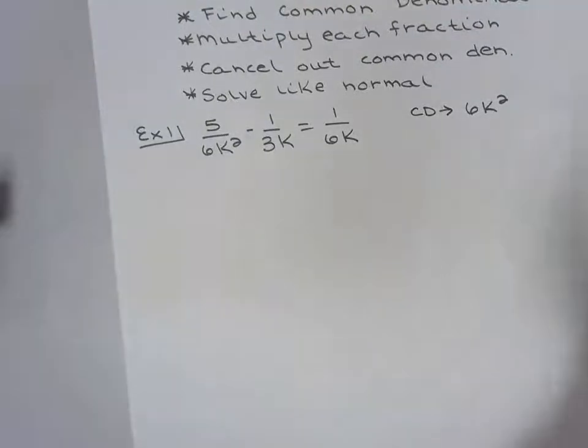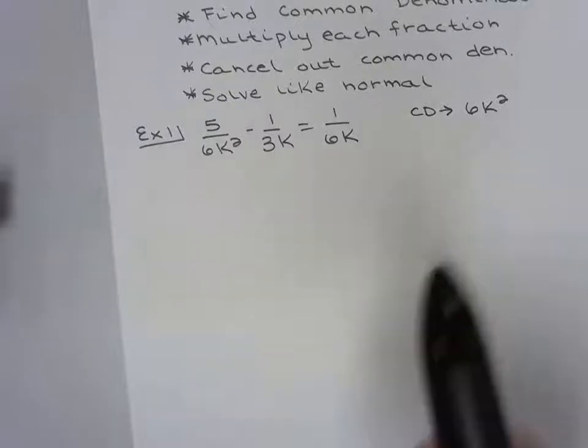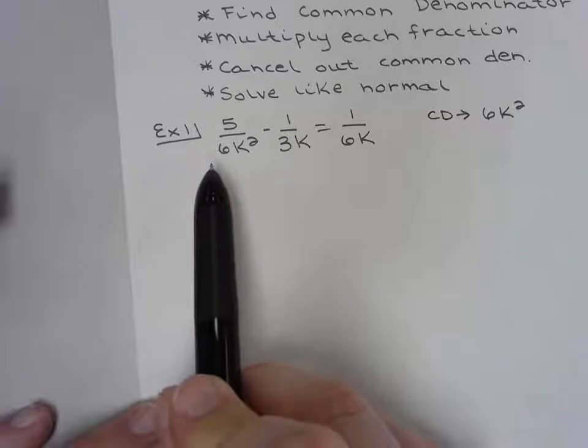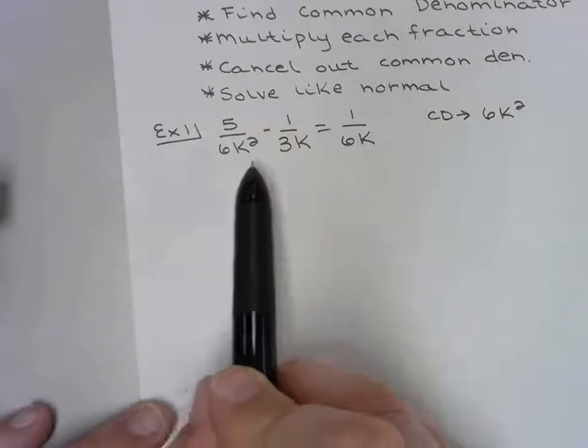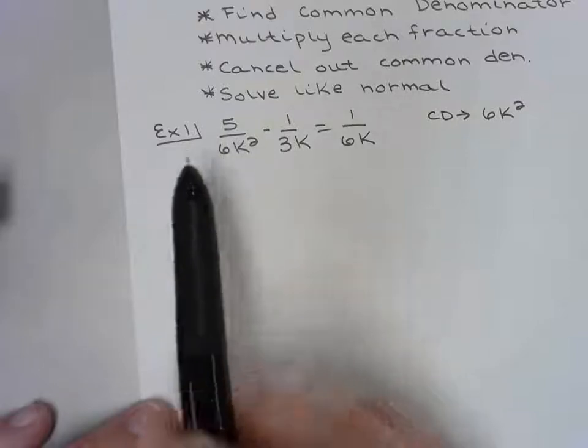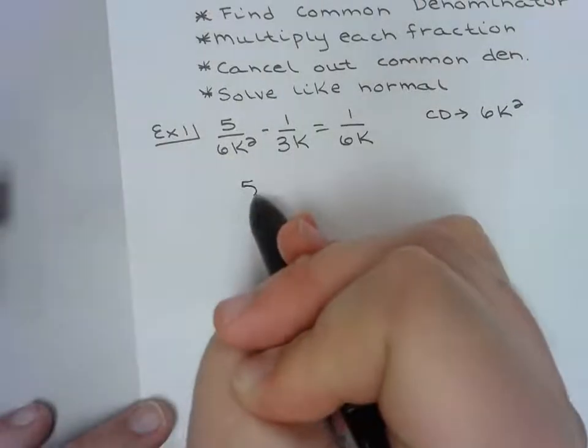The next part is exactly like we did last week. You're going to go through each fraction and see what's missing from the denominator. First fraction, I have a denominator of 6k squared. What do I need to multiply the top and bottom by? Nothing, because it's already 6k squared, so it's just a 5.